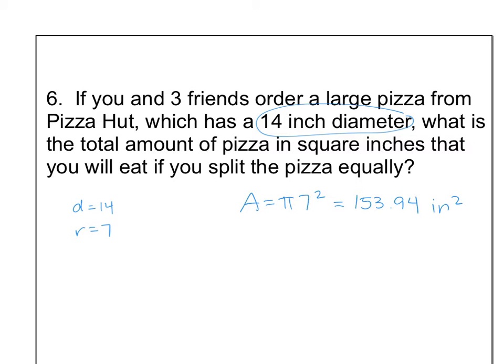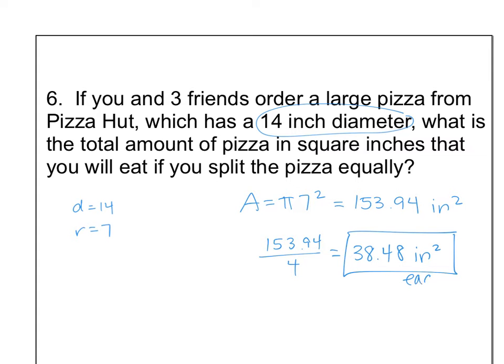And you and 3 friends ordered it, and you're going to split it evenly. So do you divide it by your 3 friends, or do you include yourself? Yes, there's actually 4 people, you and 3 friends. So 153.94 divided by 4, because there's 4 of you. So divided by 4 ends up being 38.48. 38.48 inches squared of pizza each.